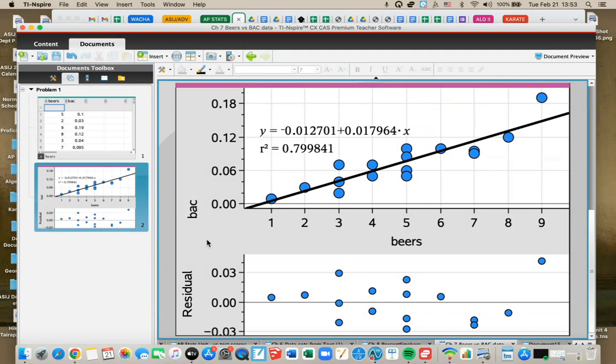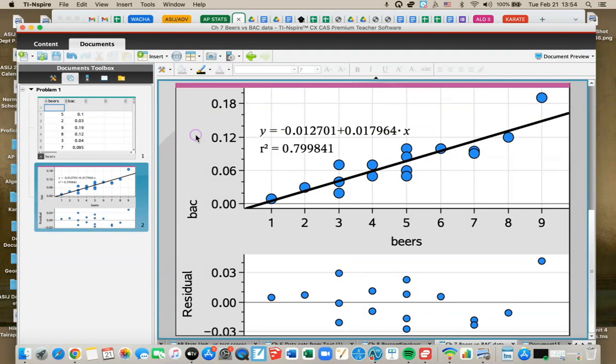It's not really fanning or anything. I don't really see any problems with it, so I think it's just fine the way it is. No fanning, and it's consistent for the most part. When I look at this, it would be good enough for inference. You could do inference on the slope, which we'll be doing in the future. So this is a pretty good residual plot. So that's the first thing I do.